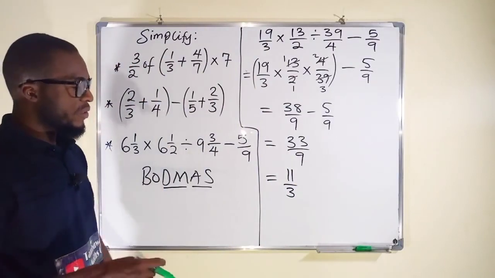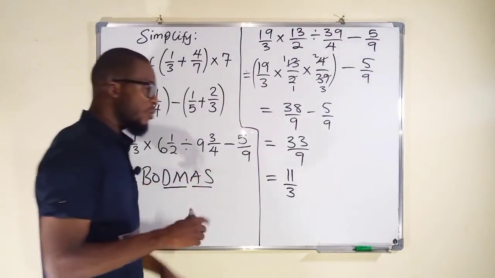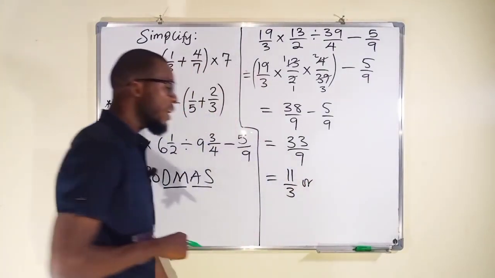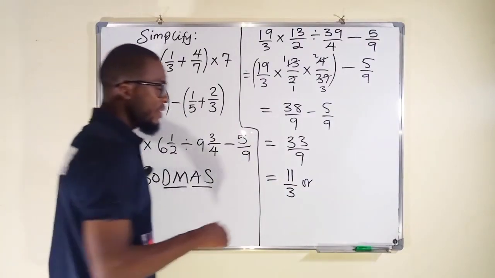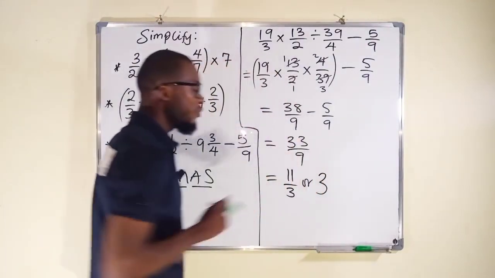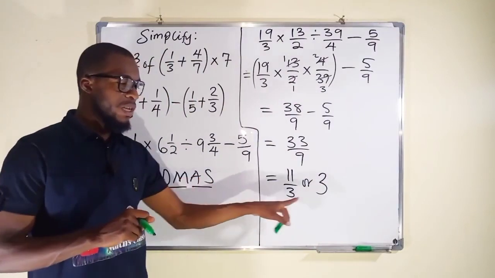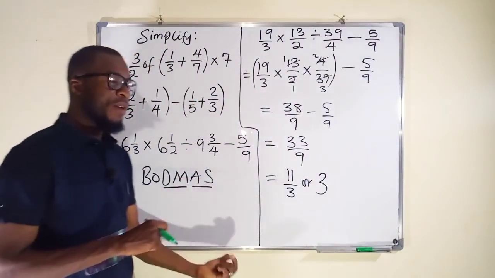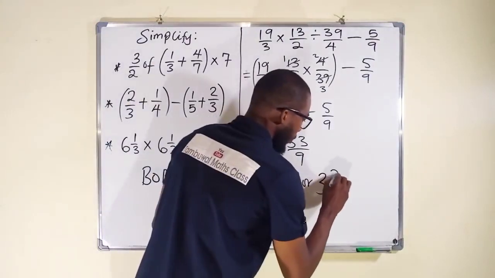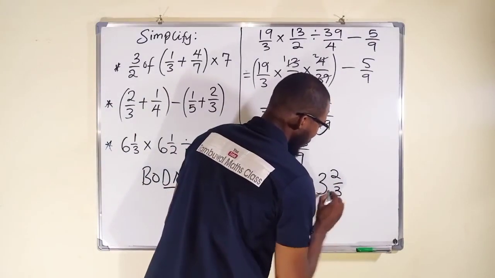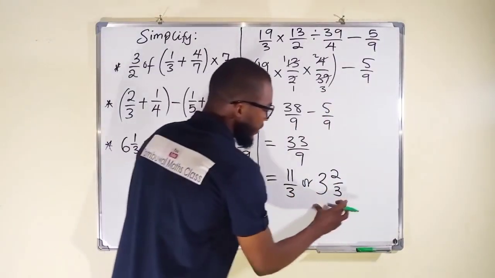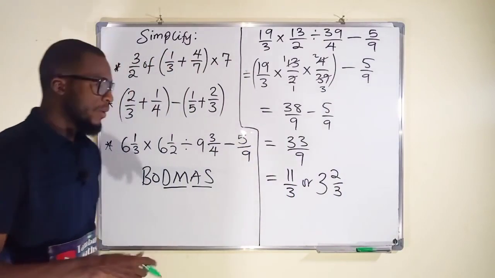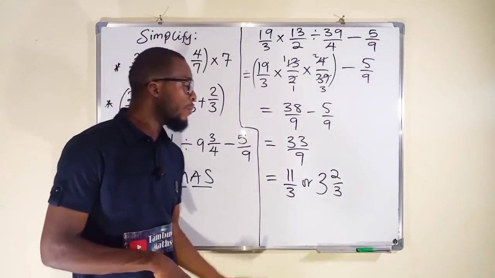We can still reduce this to a mixed number because 3 can go into 11 3 times. But what do we have left? Remember, 3 times 3 is 9. We have a remainder of 2 out of 3. So either this or this is the same thing, just that they are written in different form.